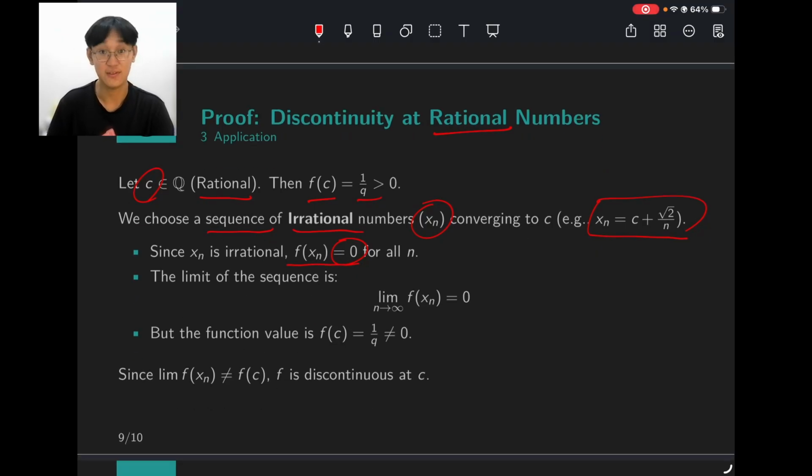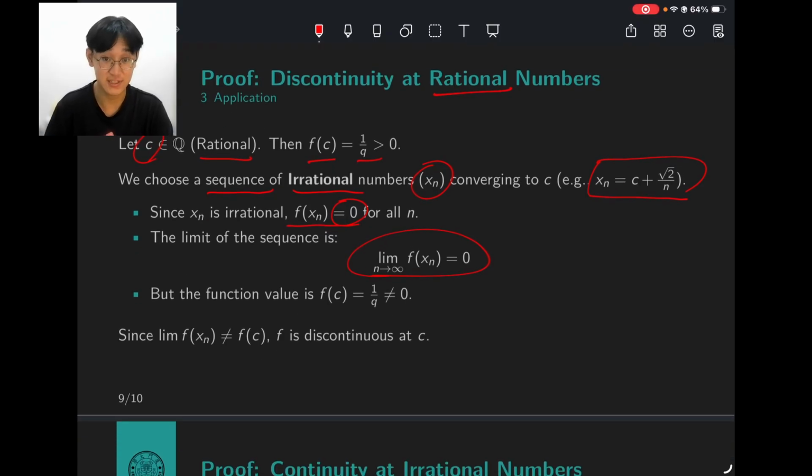So the limit of f(xn) is 0 since all f(xn) equal 0. But f(c) is not 0. The f(c) is 1 over q. So we can prove that the limit of f(xn) is not equal to f(c). We found that bad sequence. So we can prove that f is discontinuous at the rational number c. So f is discontinuous at all the rational numbers.